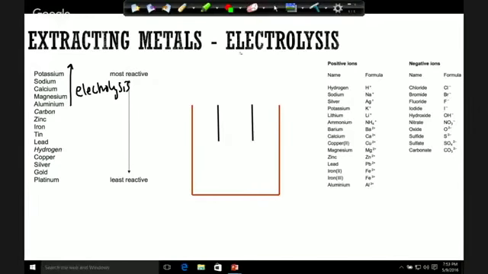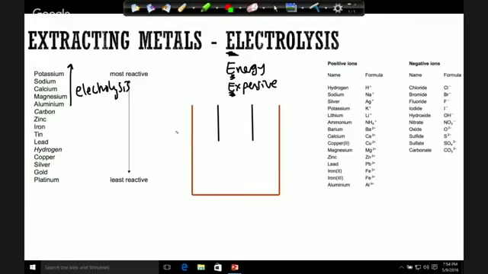But there are a few downsides to electrolysis. I try and remember them because they all start with the same letter. It uses lots of energy, E, and it's expensive. So it's an expensive process. You want to avoid it if you can. That's why down here, rather than using electrolysis, you might want to use displacement with scrap iron or reduction with carbon or something like that.